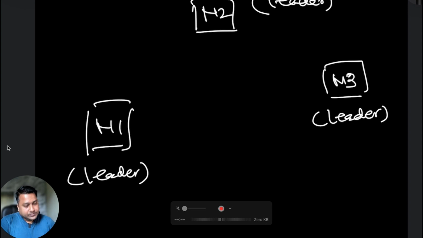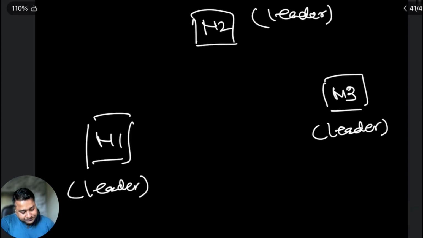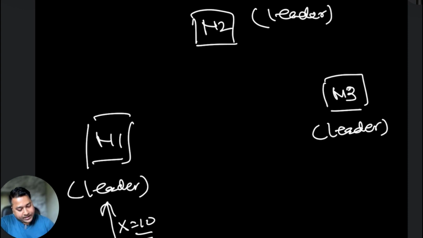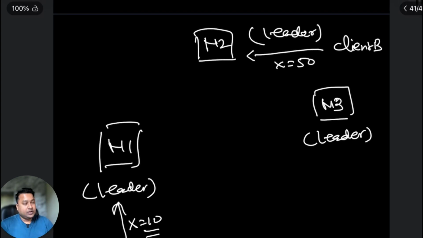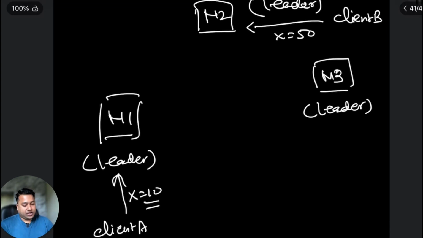Now let's say client A has written x is equal to 10 here. All right. Now let's say client B has written x is equal to 50 here. All right. Now what will happen?